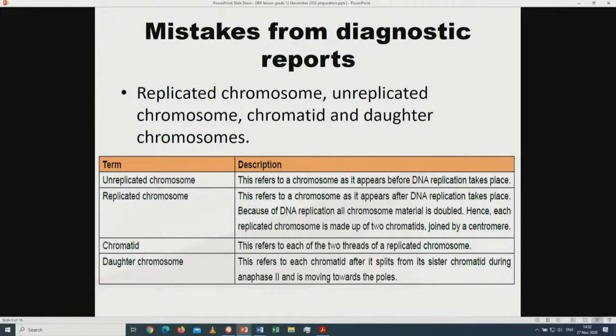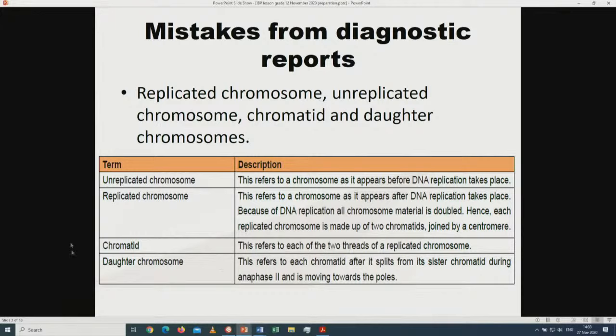Now, an unreplicated chromosome refers to the chromosome as it appears before DNA replication takes place, as a single thread. A replicated chromosome refers to the chromosome as it appears after DNA replication takes place. Because of DNA replication, all chromosome material is doubled. Hence, each replicated chromosome is made up of two chromatids that are joined together by a centromere.